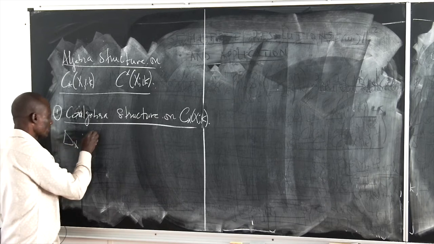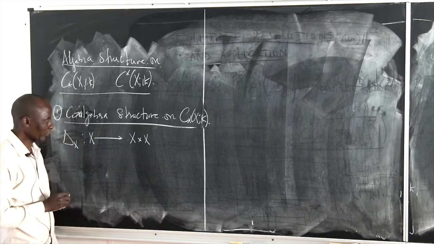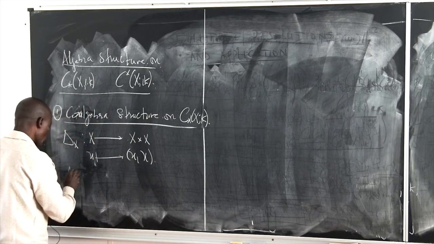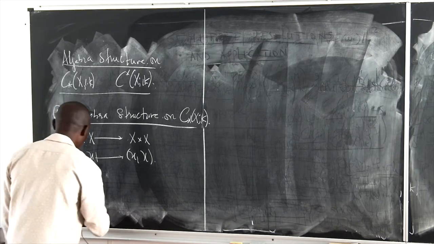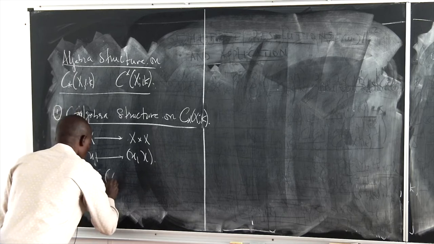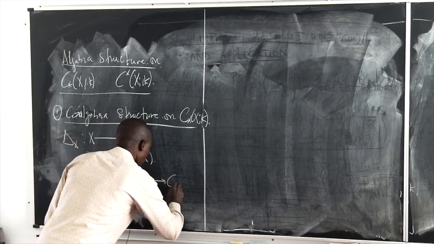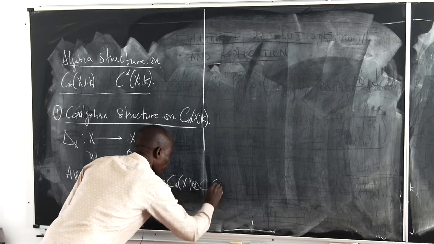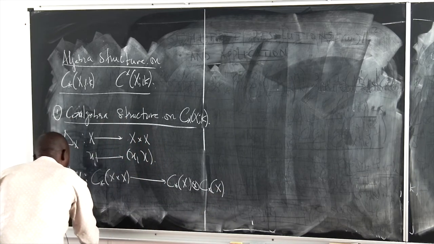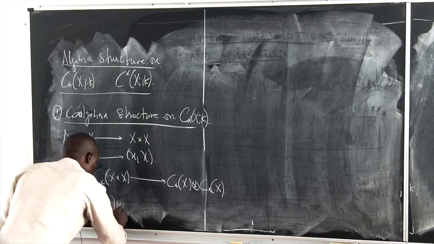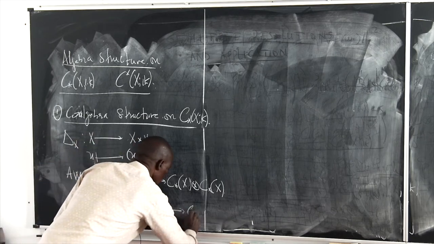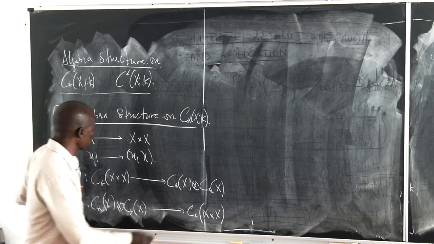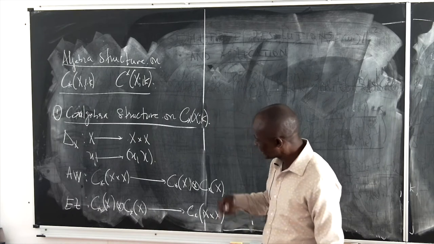Consider delta, the usual diagonal, which assigns to any x the couple (x, x). And consider the two maps, which are differential graded maps. The first one is, and the second one is, okay. The first one is called the Alexander-Whitney map, and the second one is the Eilenberg-Zilber map.